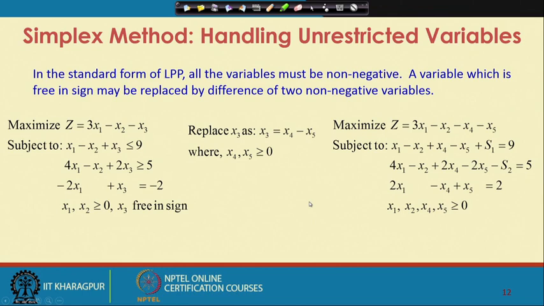Also, to put it in standard form, we have introduced slack variable S 1 and surplus variable S 2. And we have also multiplied the third constraint throughout by minus 1. So, the right hand side is positive, and then the non-negativity restrictions apply on x 1, x 2, x 4 and x 5. Note that x 3 has been replaced as x 4 minus x 5. So, this is how we can handle the unrestricted variables.